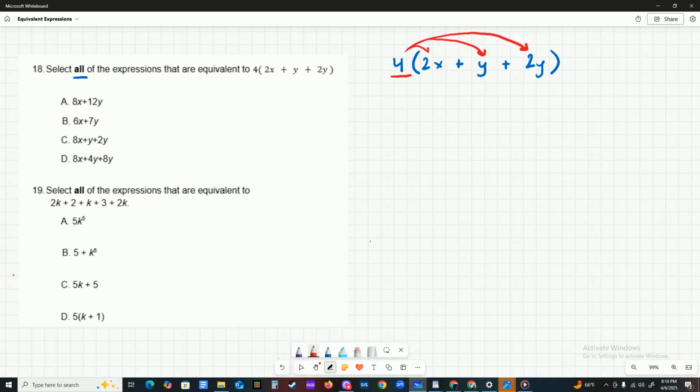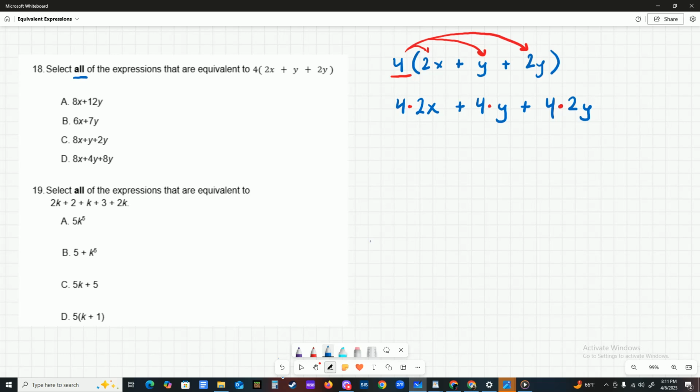All right, so the first one is going to be 4 times 2x. And then we plus, because the addition is right there, so we keep the operator. If it's minus, we put minus, but because it's plus, we put a plus, which means we'll have another plus over here. So the first one is 4 times 2x. The next one is 4 times y, plus 4 times 2y.